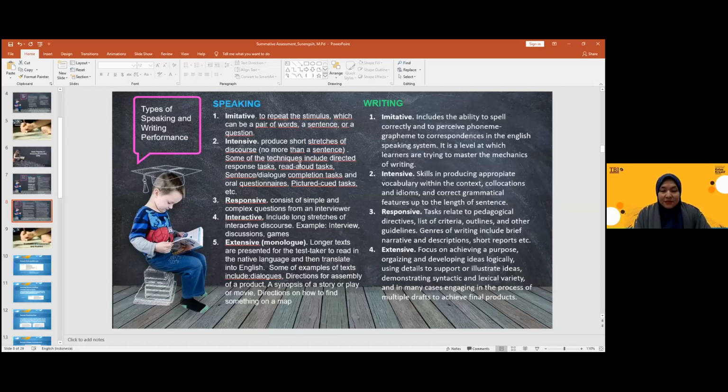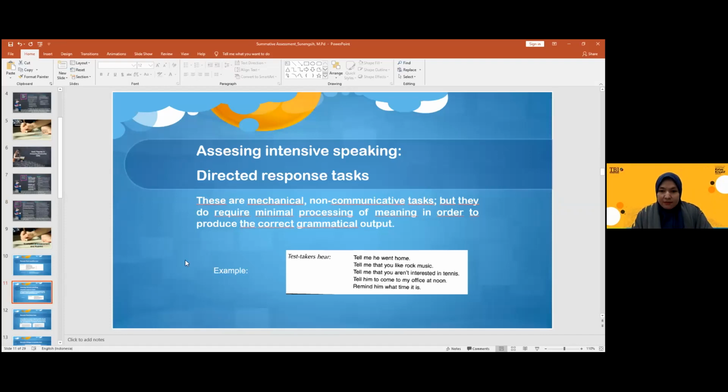Now, some of these activities are used by junior high school teachers in their English club activity, but I still see some senior high school teachers using this strategy. I can show you an example of an intensive activity. These are mechanical, non-communicative tasks, but they do require minimal processing of meaning in order to produce the correct grammatical output. So the expected output is grammatical criteria. If in imitating you use criteria about pronunciation, at this point you use grammatical output as the criteria.